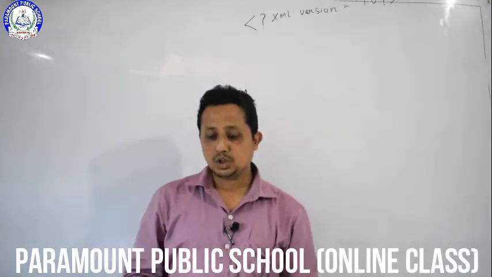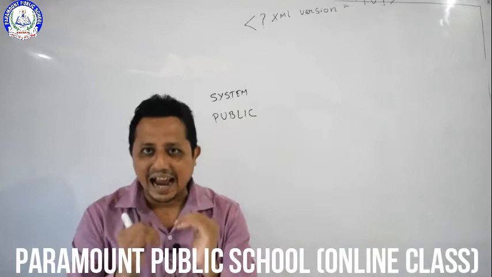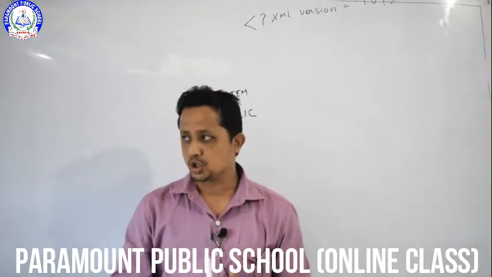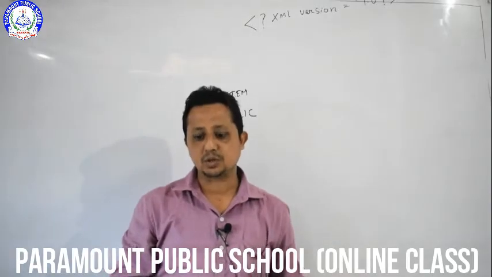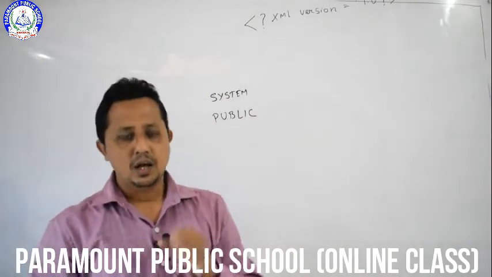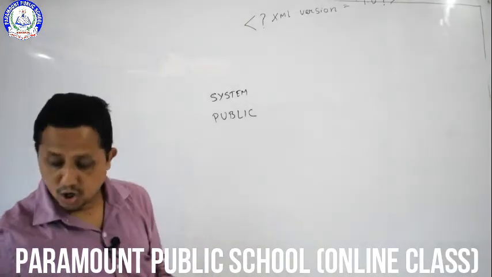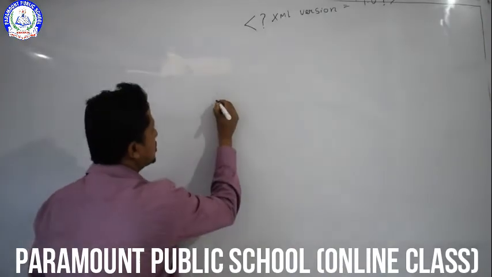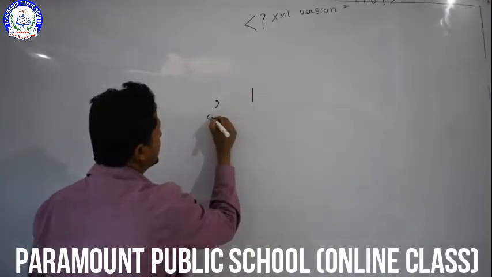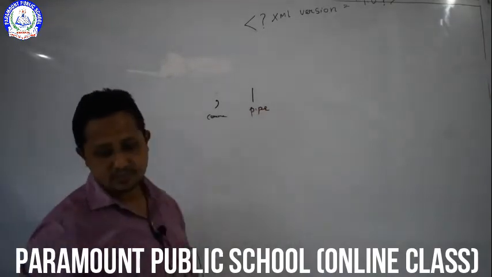Then, how a child element should be used within the XML document, so there is also some specification. Basically there are symbols associated. Two symbols are there: one is comma, another is pipe. This is known as comma and this is pipe.